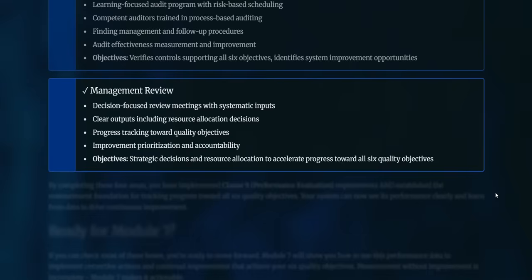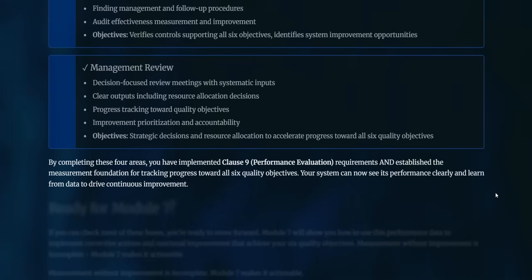The final output is management review. Your management review should cover the following. Decision-focused review of measurements with systematic inputs, clear outputs including resource allocation decisions, progress tracking toward quality objectives, improvement prioritization and accountability. Your objectives with management review should cover strategic decisions and resource allocation to accelerate progress toward all of your quality objectives.